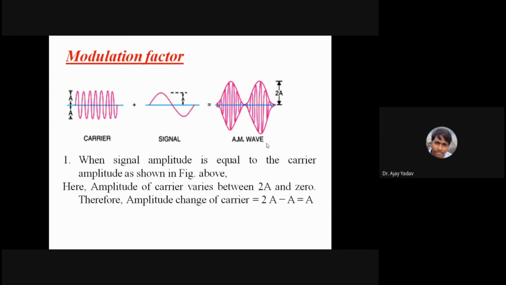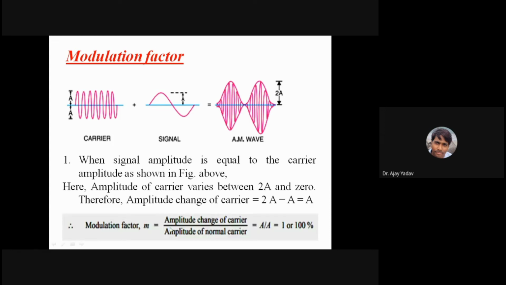A only. Okay, so let me calculate. So modulation factor will be change in the amplitude of the carrier signal, which is 2A minus A, so capital A, divided by unmodulated carrier wave amplitude. So A upon A equal to 1, so 100%. Have you all understood this? Okay, so next example, you should give me the answer.